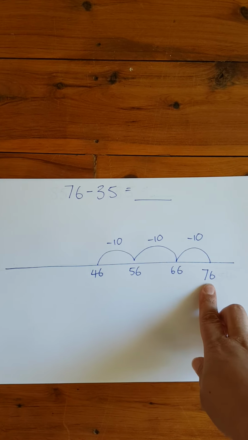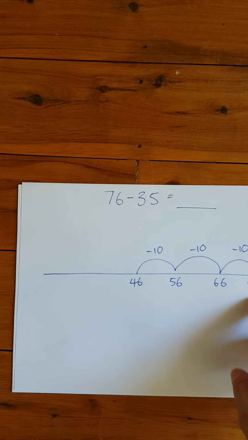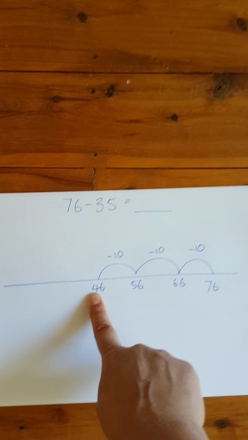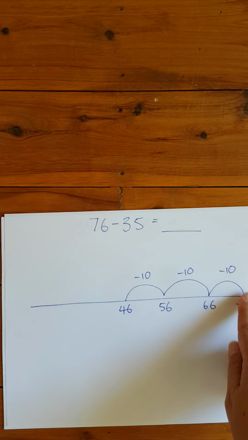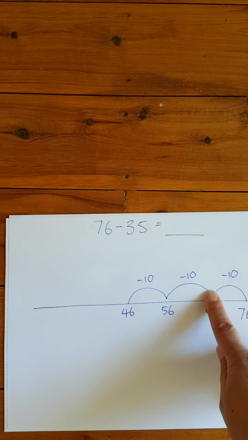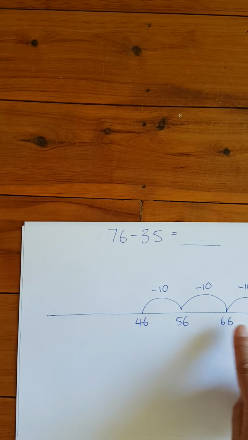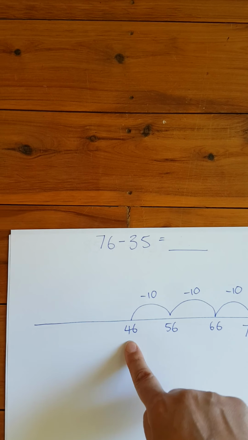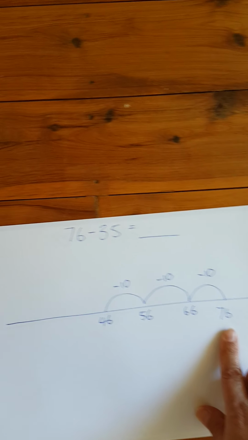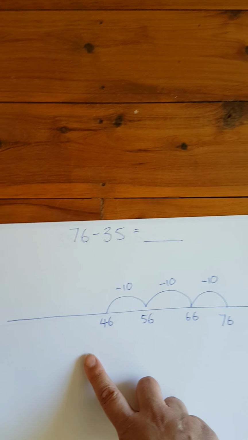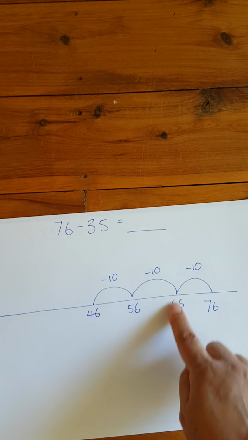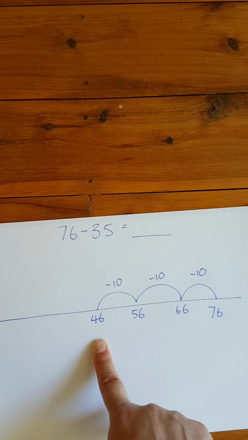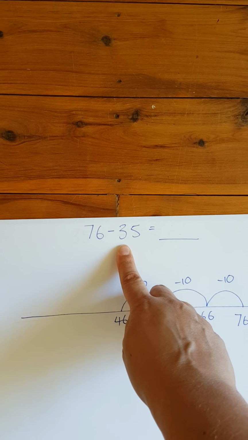So I started with 76 on the right side of the page because it just reminds me that I'm jumping backwards and I won't make a mistake of jumping forwards accidentally. So I've labelled up the top of each jump to remind myself to jump back 10, and I've also labelled it underneath. As students become more confident, they won't need to do this labelling, but when you're starting, it's a good idea because you can easily check all your steps. So I've got 76, 66, 56, 46, and I've jumped backwards my 3 lots of 10 for my 30.